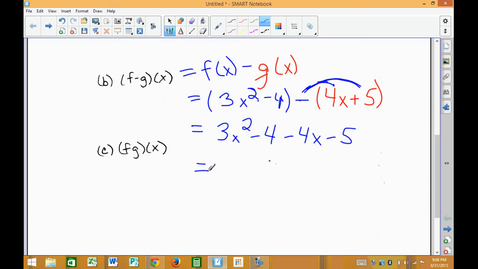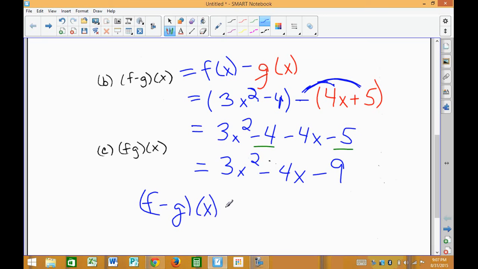Again, combining like terms, highest power to lowest power, 3x squared minus 4x. And this time we have a minus 4 and a minus 5. Combining those, we have a minus 9. So f minus g of x, completely new function that we created, is equal to 3x squared minus 4x minus 9.